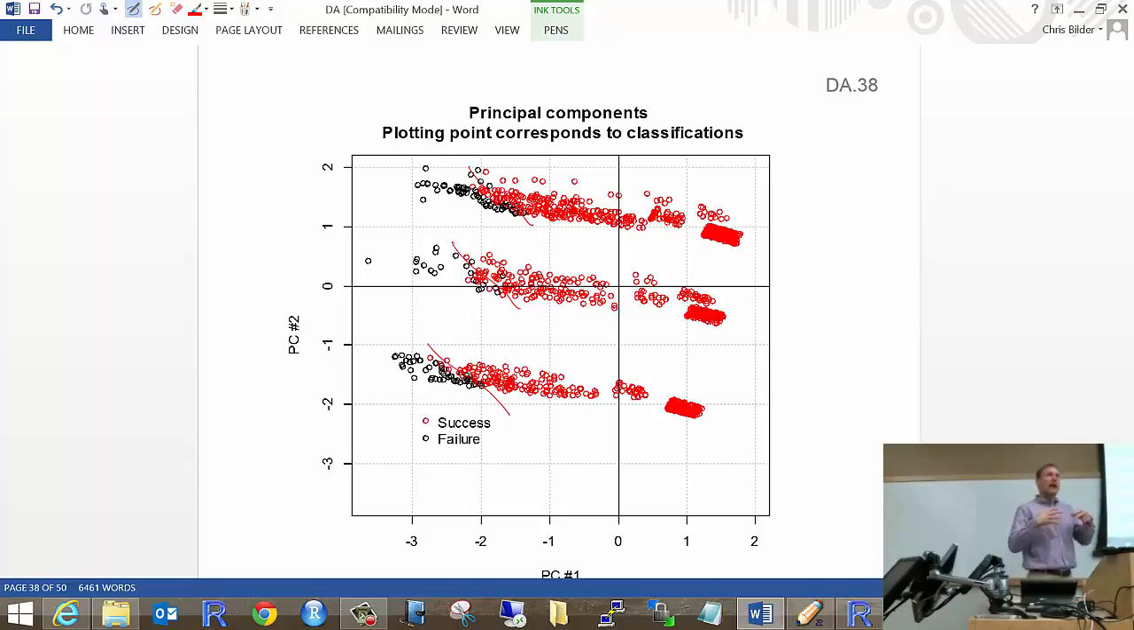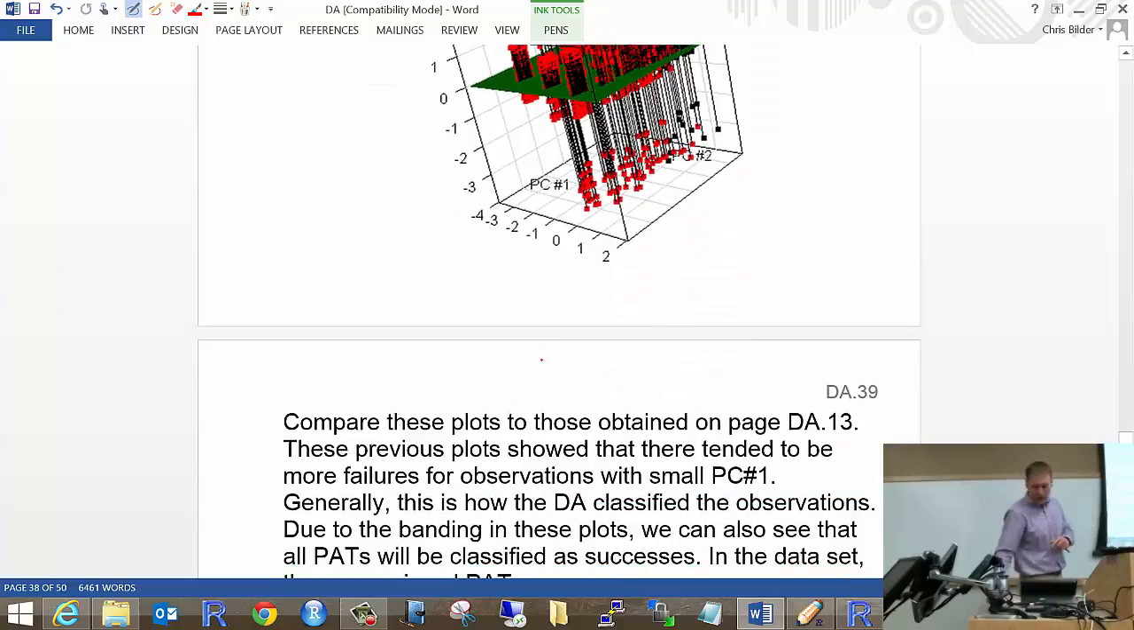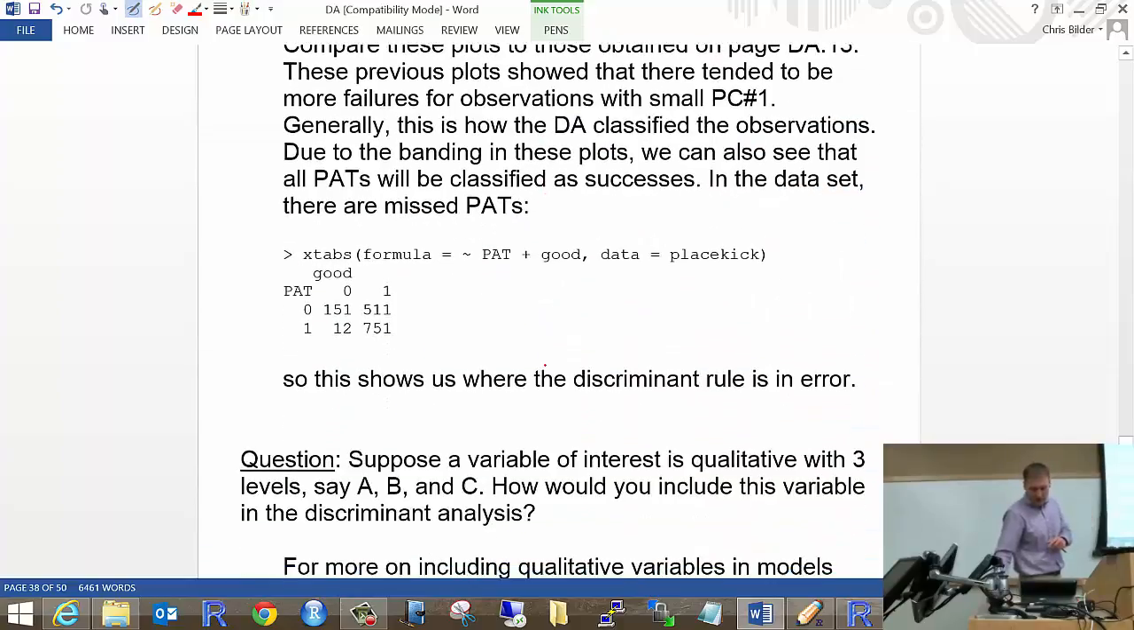Essentially, as you add more risk factors to your place kick, the likelihood that it's going to be classified as a failure increases. You can also look at some 3D plots too. I'll let you look at those on your own.